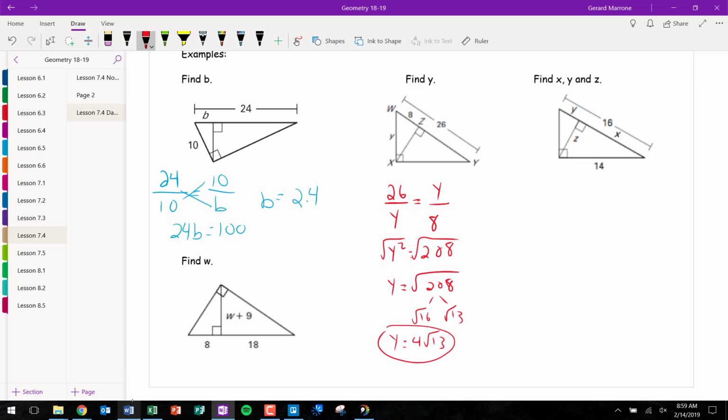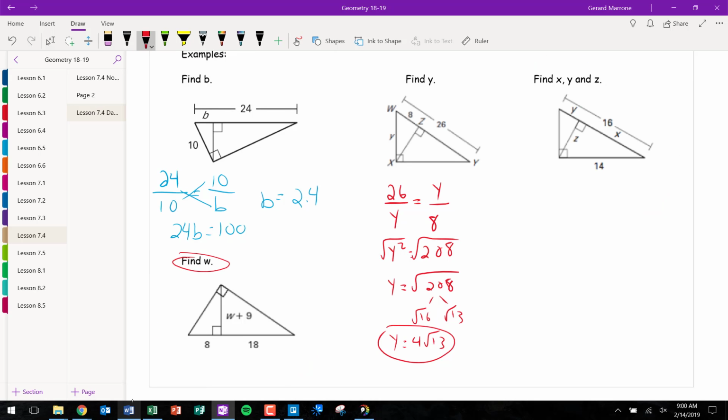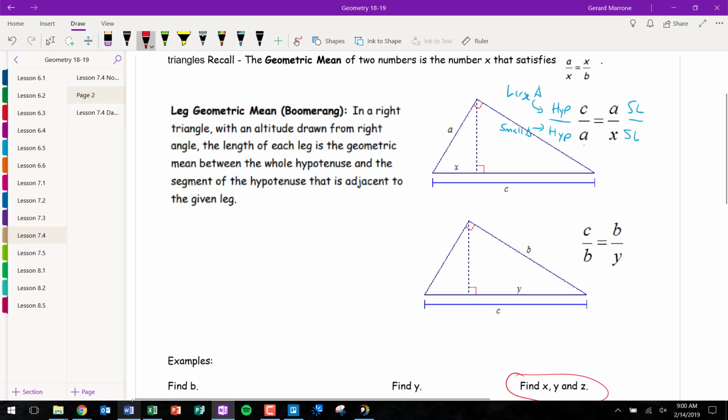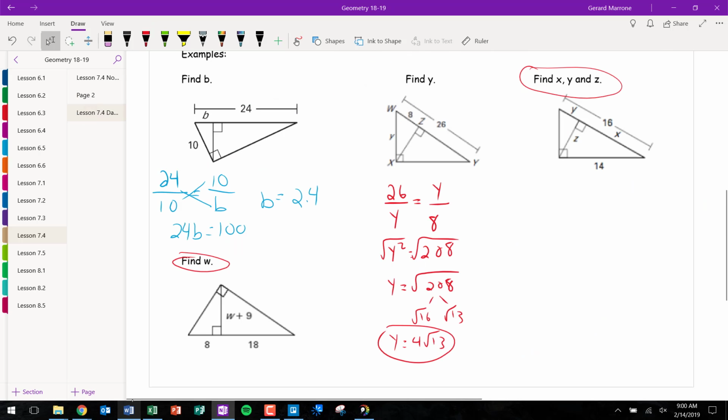So what I want you to do is to look at this example here and this example here. What you can do for our example here when we're looking for finding w is the method we just used. You can look and see that in this smallest triangle they gave me the short leg and the long leg, and same thing in my medium triangle, so you could set up a proportion that way. In this one where you're trying to find all three, I would do what we did here where we broke it into 3 triangles and then set up 3 sets of proportions. Go ahead and try each of those, and when you come back in, the answers will be there for you.